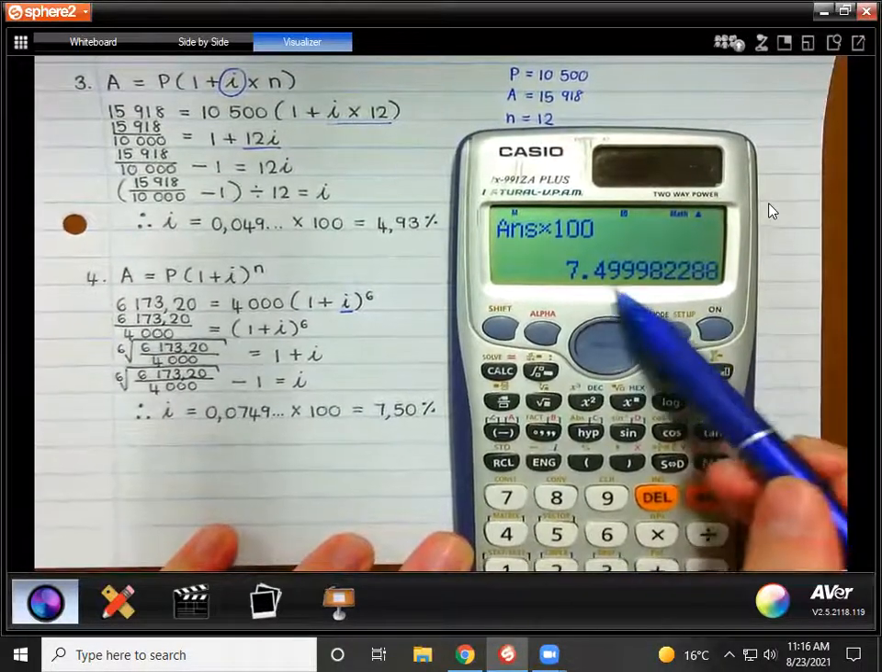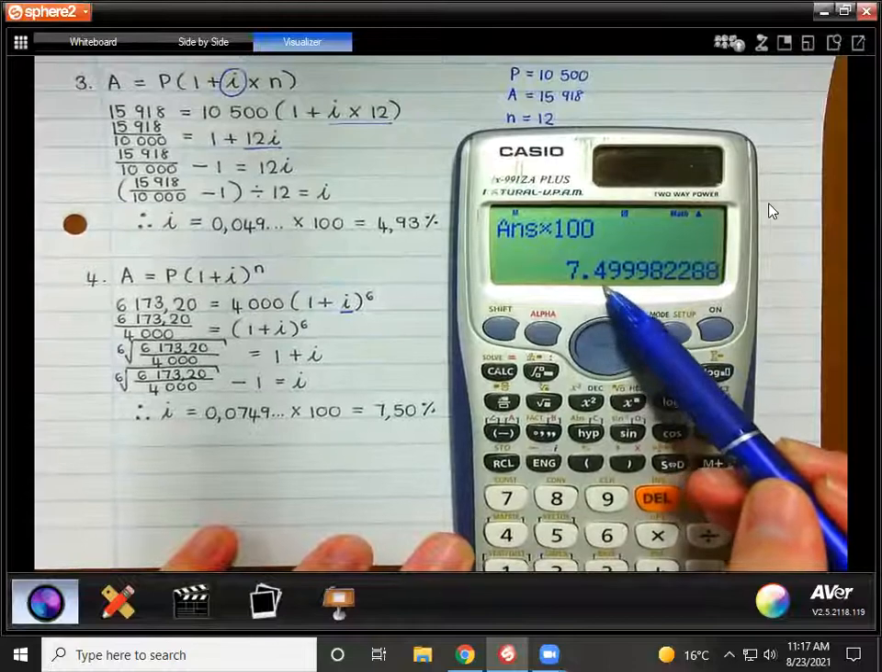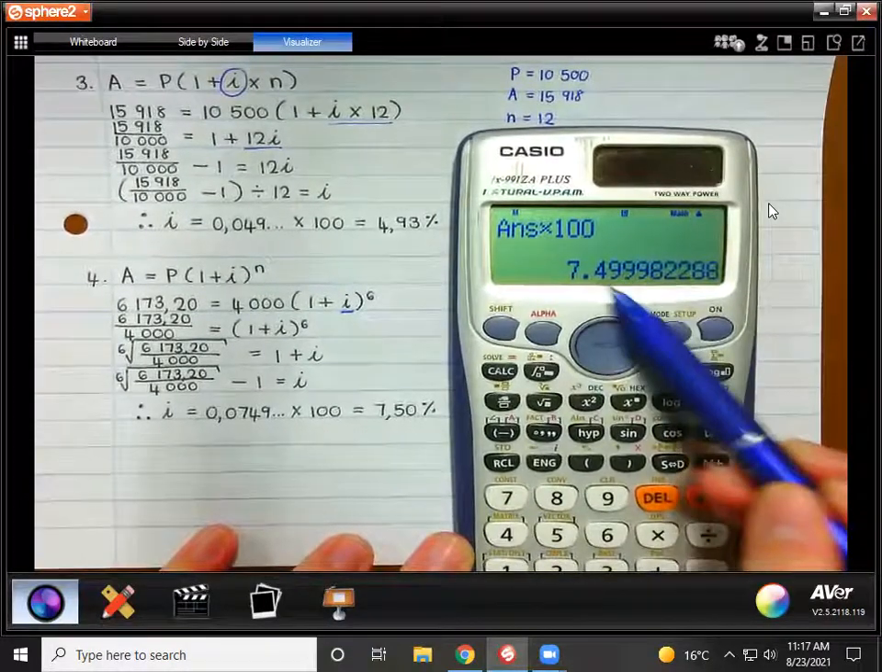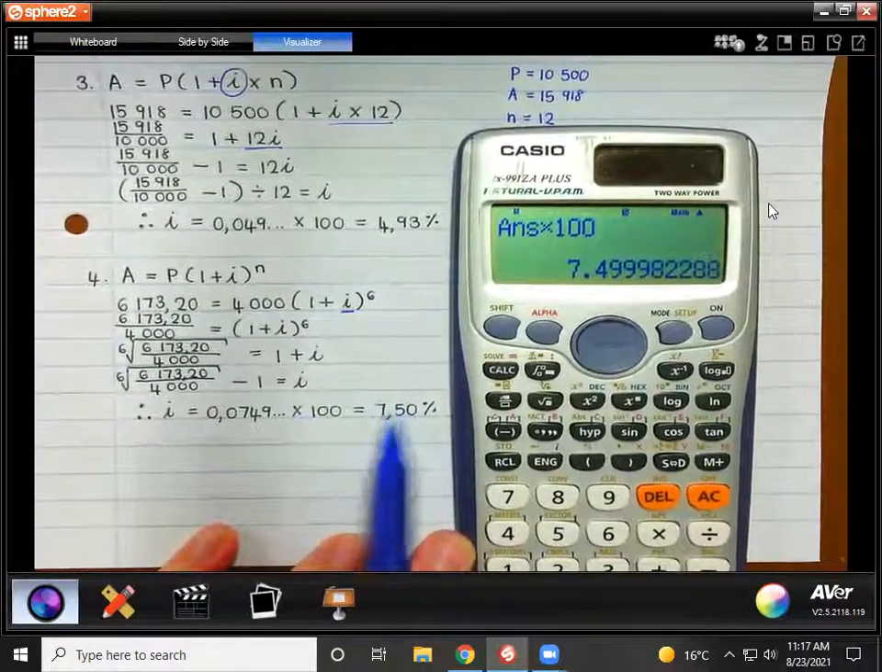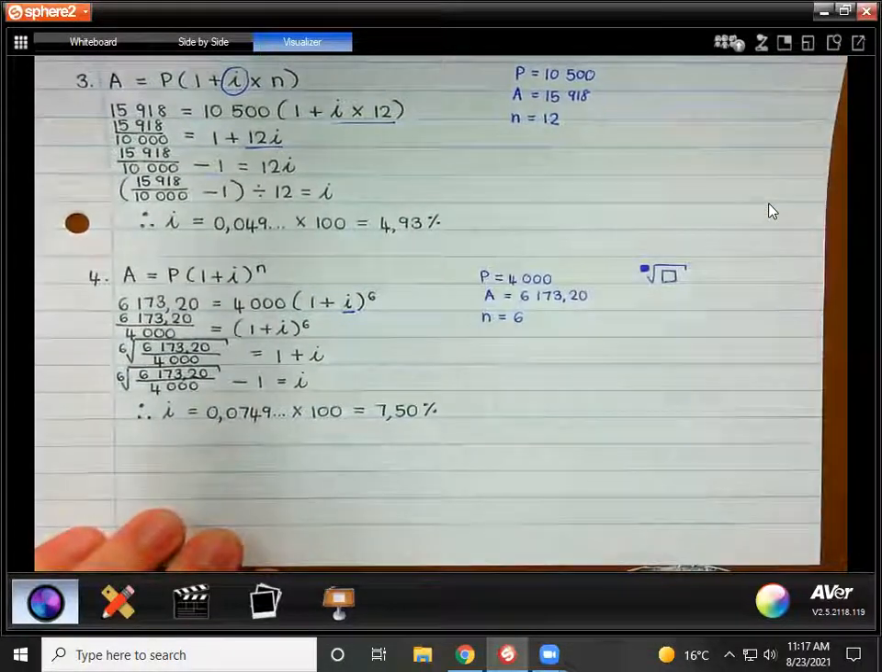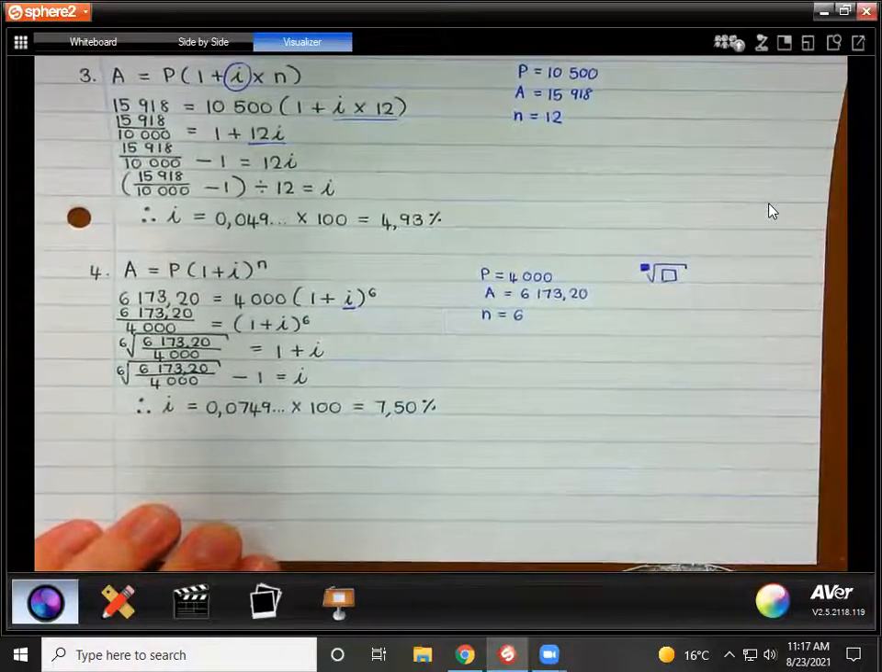Okay, so now if we have to round this off, 0.49998, do we agree that it has to go to 0.50? All right. So that is the interest rate for that one, for number 4.